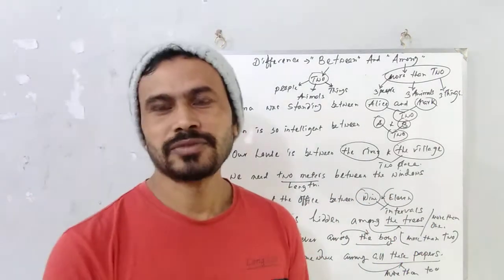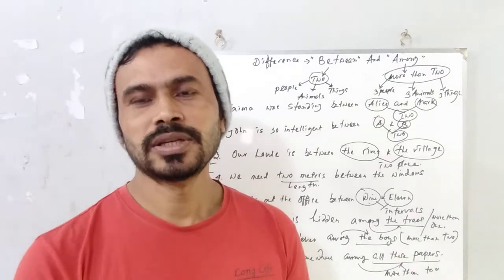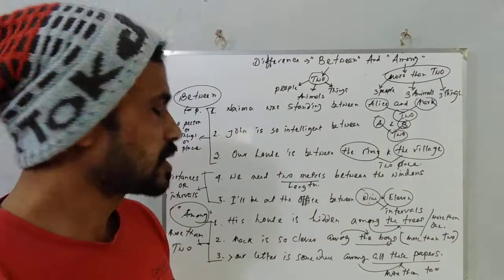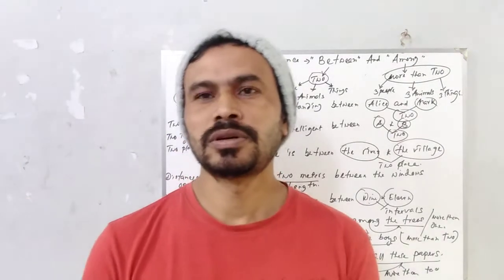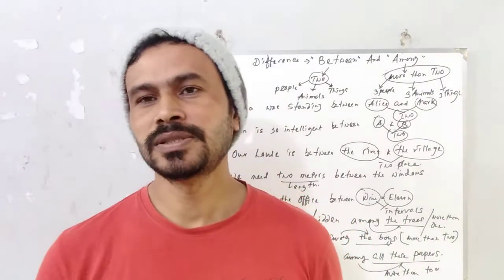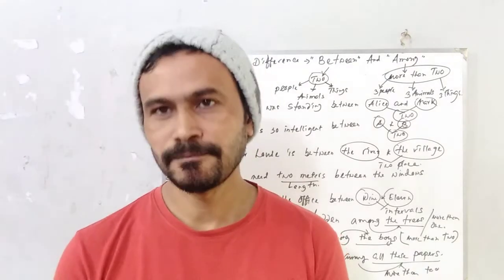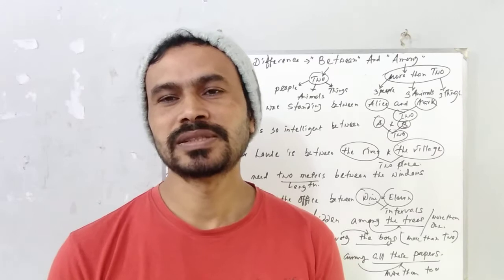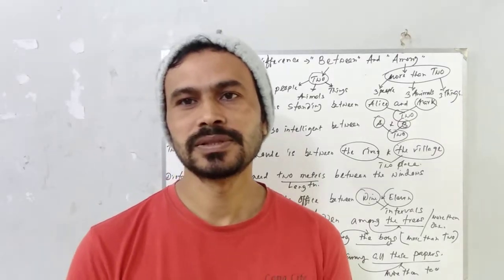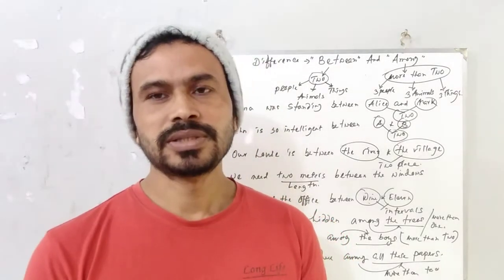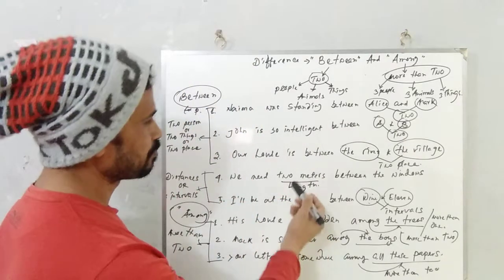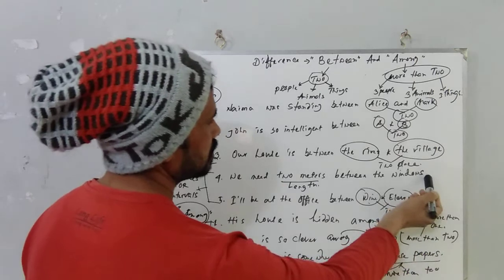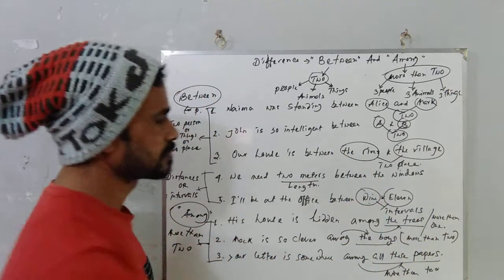I have told you already, between is often used to talk about distances or intervals. Intervals means time, breaks, timing. Distance means length. We need 2 meters, that means length, between the windows.